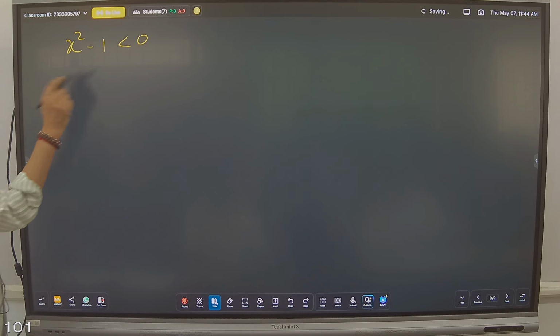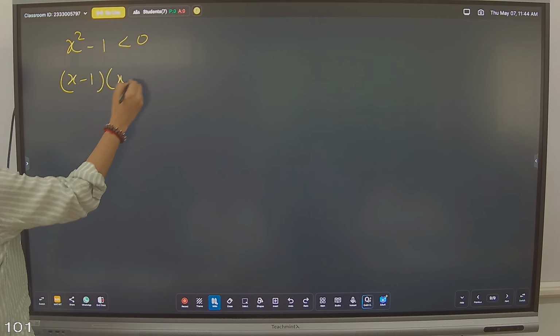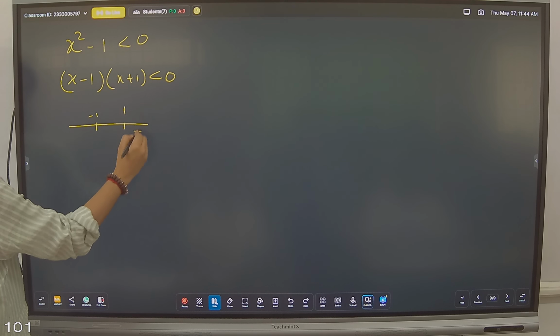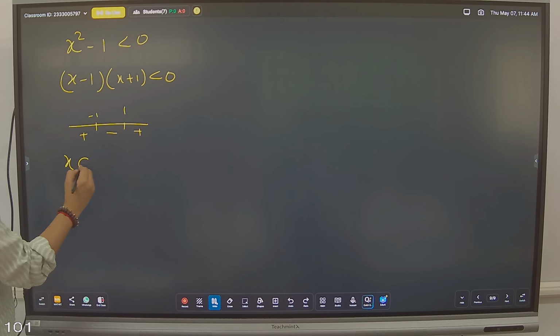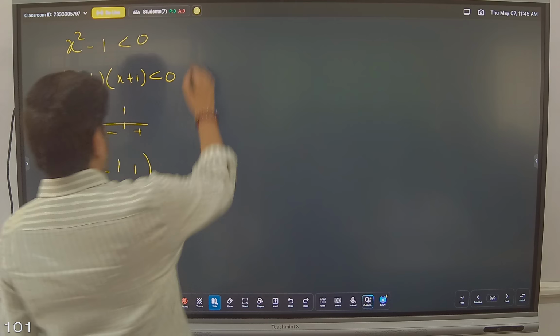x square minus 1 less than 0. So break it, I am doing directly fast. (x minus 1) into (x plus 1) less than 0, critical points minus 1 and 1. We want negative, so x belongs to minus 1 to 1. How many have got it? Next question.